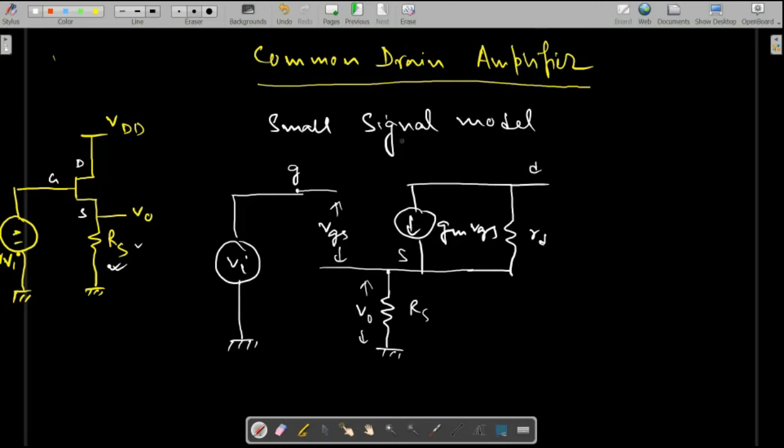But what about this drain terminal? See, the drain is connected to VDD. So in our model, how do we model this one? How to connect this? In the actual diagram, the drain is connected to VDD. So in the equivalent circuit, how shall we connect the drain? Anyone?